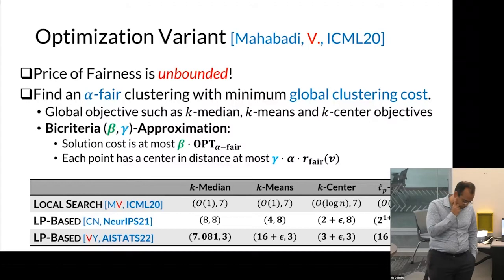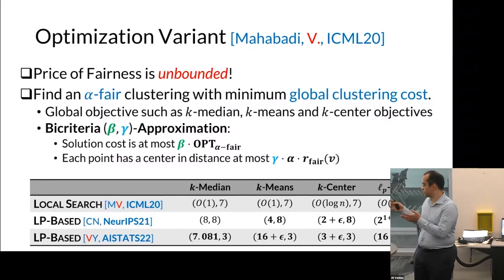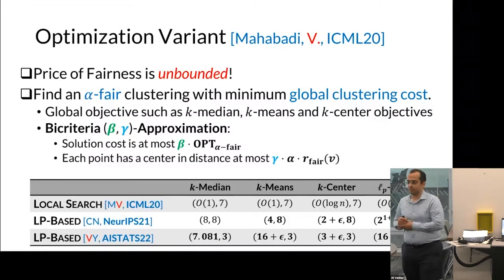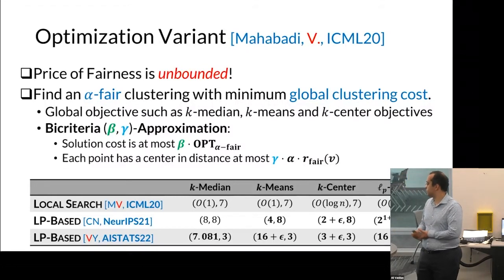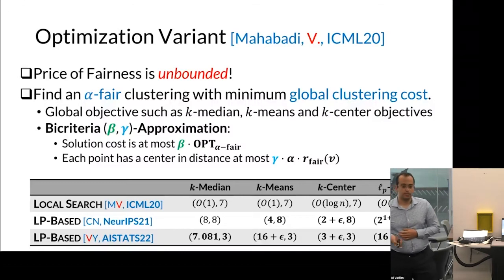Then there were two parallel works that showed you can adapt LP-based approaches and get constant factor approximations everywhere, including for k-center, improving over the constant factors. I will mostly mention the local search result and a little bit about our LP-based approach, but I can very briefly say what the outline of all of these algorithms is.